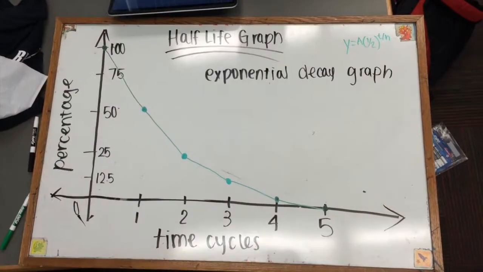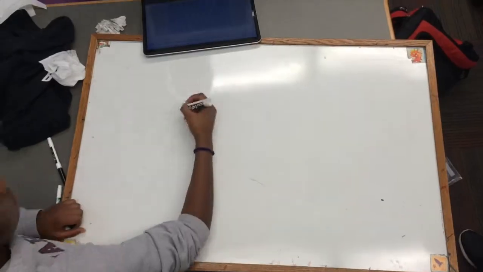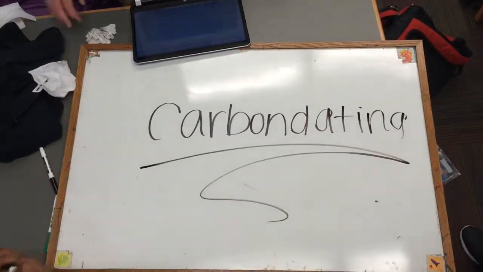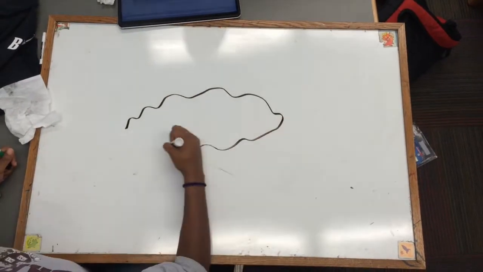This is a half-life graph. It is modeled by exponential decay. Many elements undergo radioactive decay, but a very special one is carbon-14 because it is used in carbon dating.